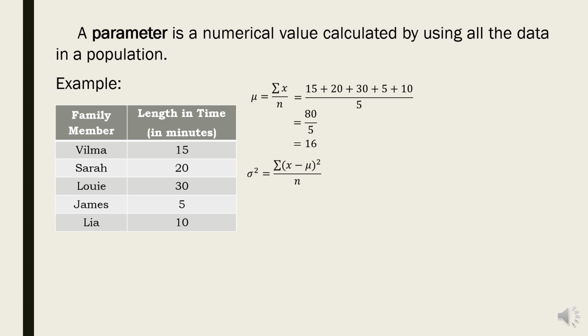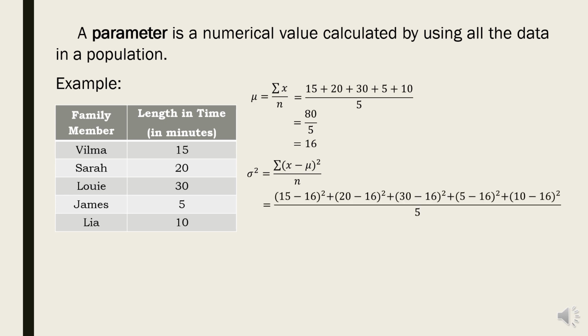So, let us now substitute the values of x and mu into the given formula, since we need to get all the summations of the 5 members. So we have 15 minus 16 squared plus 20 minus 16 squared plus 30 minus 16 squared plus 5 minus 16 squared plus 10 minus 16 squared all over 5.